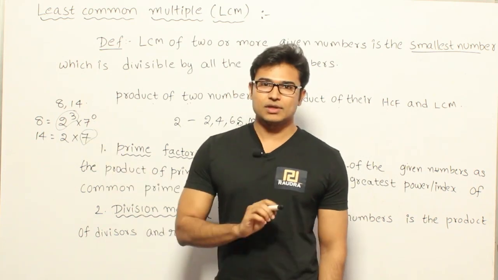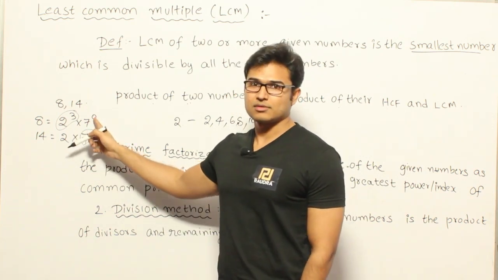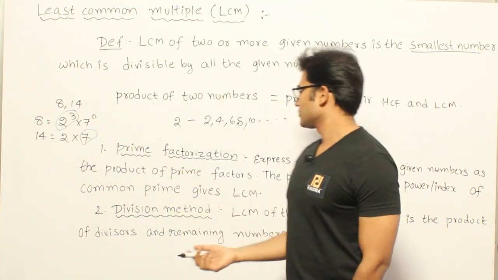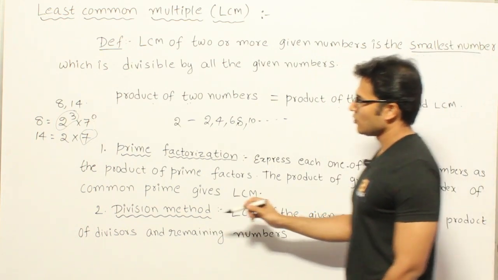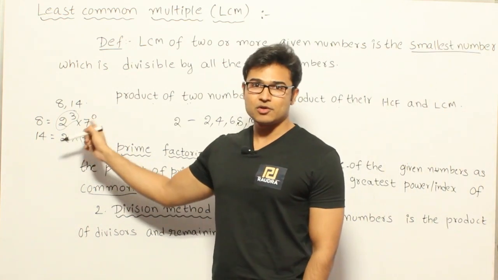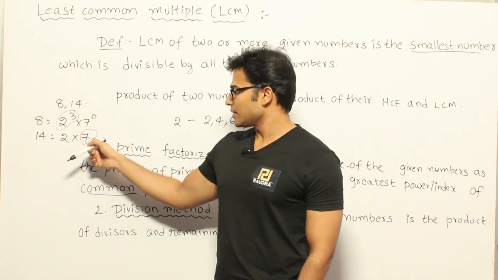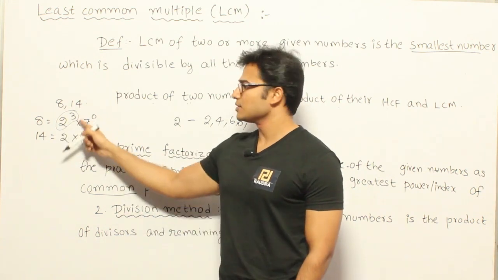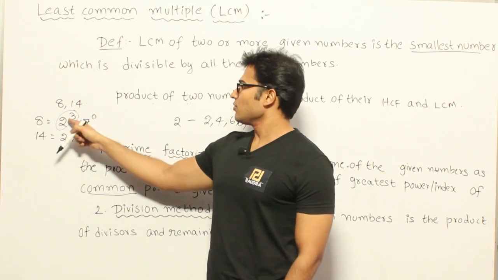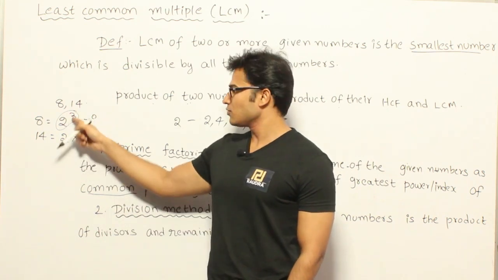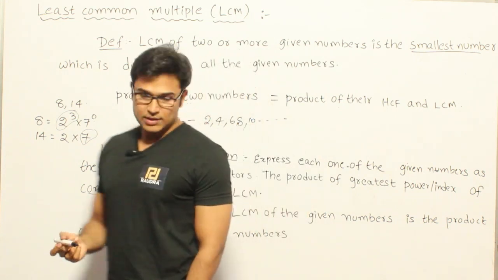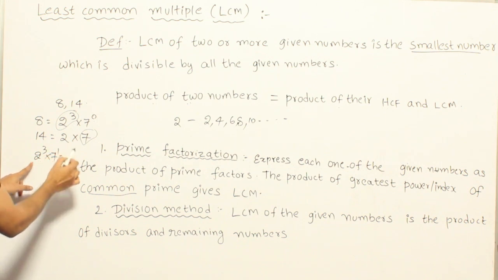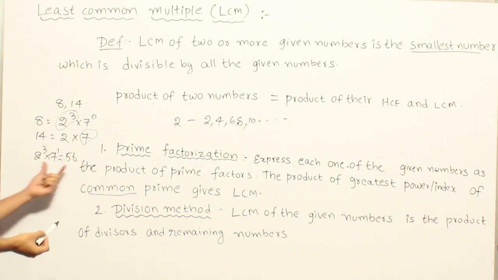And what is the greater here? 7 power 1. If you don't include 7 here as 7 power 0, you will not see it as common, and you might leave it out. That is why, if a prime is present in some number, it is better to write all the numbers with zeros there. Since 7 is missing here, you write it as 7 power 0. Now 2 is common and 7 is common. Among these two, take the greatest and multiply them. So the LCM is 2 power 3 into 7 power 1, which is going to be 56. 8 into 7, 56.